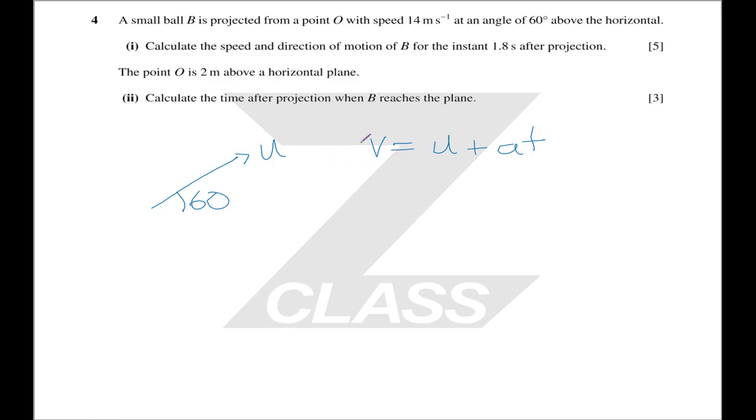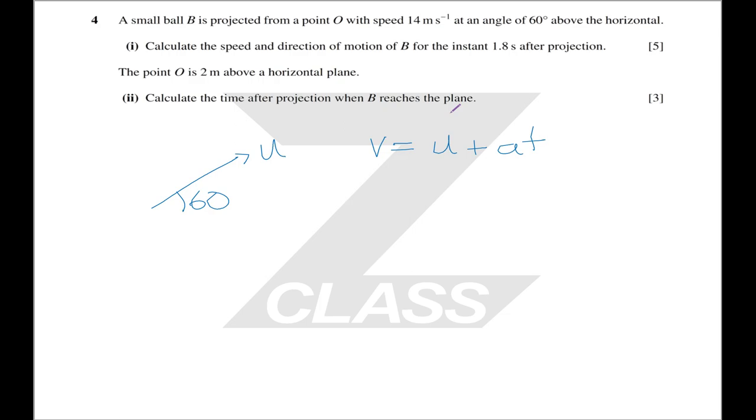So what we end up with is our new v, which is 14 sin 60 minus 9.8 times 1.8. Minus 9.8 is our acceleration due to gravity, t is 1.8. And then we do that squared plus our horizontal component squared to get the speed, and the direction you can get similarly. You're just doing trig at that point. So that's the key idea. Split it into vertical and horizontal components. The horizontal one doesn't change. Vertical is just SUVAT with gravity.